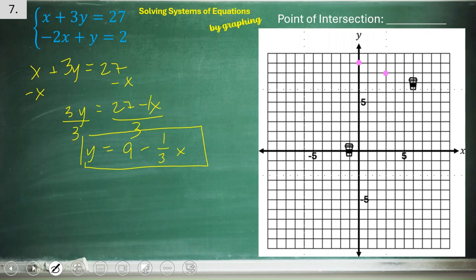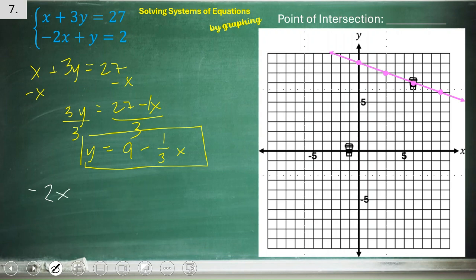So there's my first down 1 to the right 3. Here's my second down 1 to the right 3. And my third down 1 to the right 3. And I'm going to use a ruler to connect all 3 points. And there is my first line. If you're following along with me, this is problem 7. And I know I graphed this right because it went through the coffee cup. All right, let's solve our second equation.